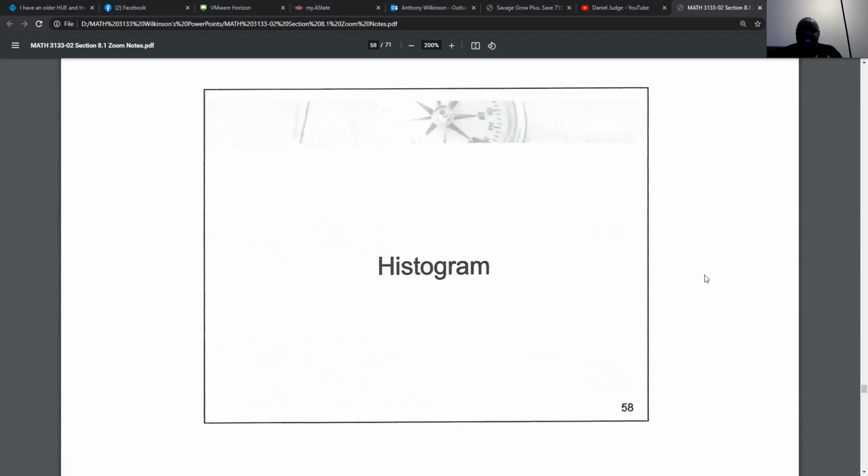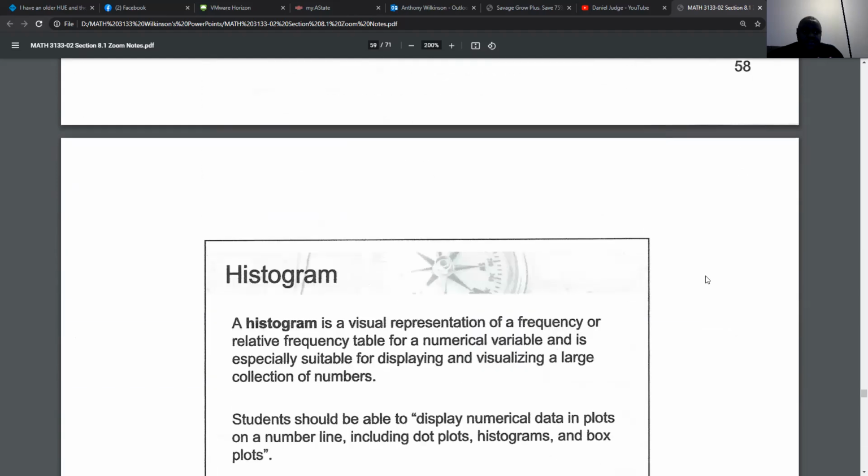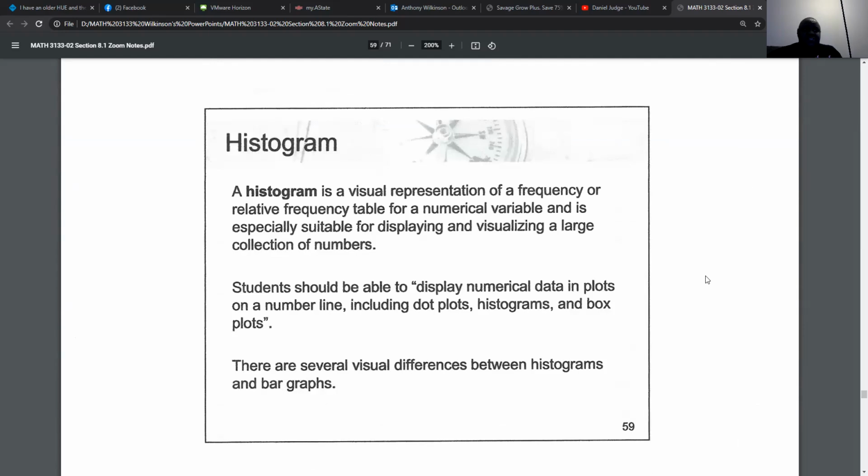All right, next we'll look at a histogram and how to create a histogram. A histogram is a visual representation of a frequency or relative frequency table for a numerical variable and is especially suitable for displaying and visualizing a large collection of numbers. And here there are several visual differences between a histogram and a bar graph.